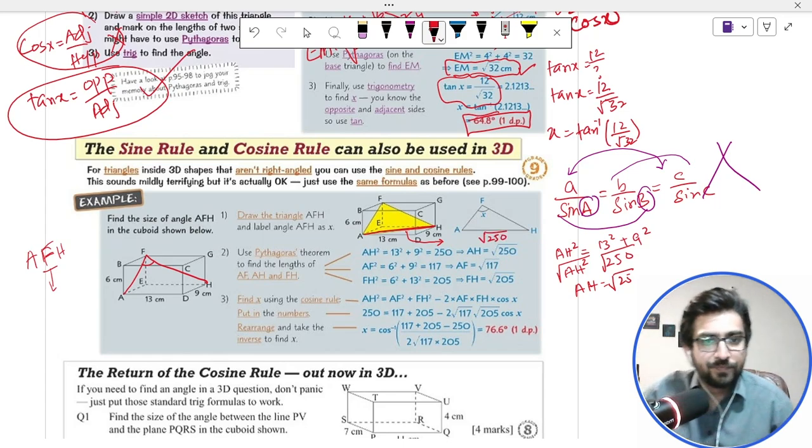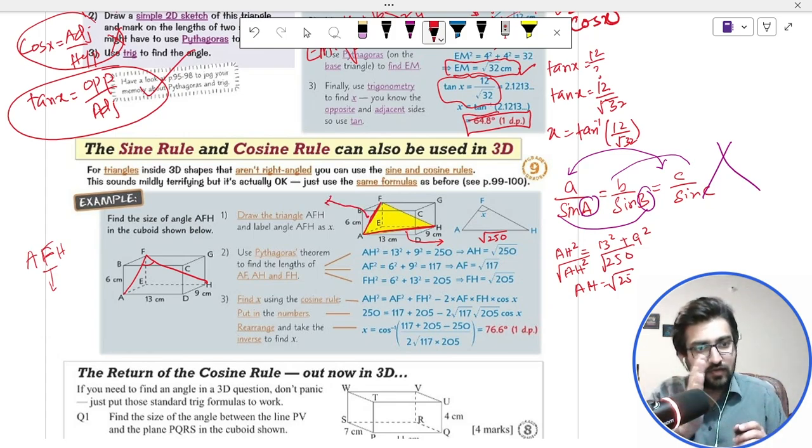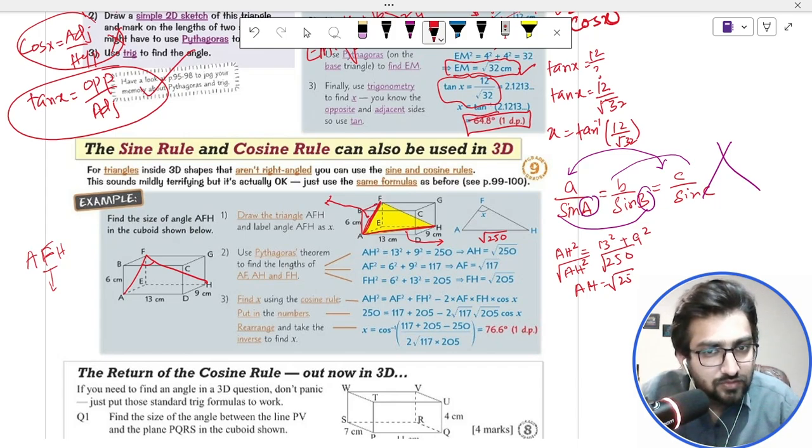We got AH. Now let's find AF, that side. AF is this. Now think of that triangle, which is on that side of the wall. On that side of the wall there is a triangle. This is the longest side of that, so AF is the longest side. This side is 6. And that side, is this given or not? Think of this. This is also given. That is 9. So this is also 9.